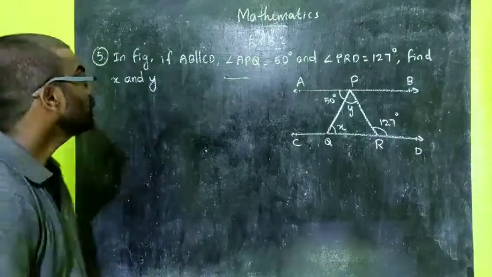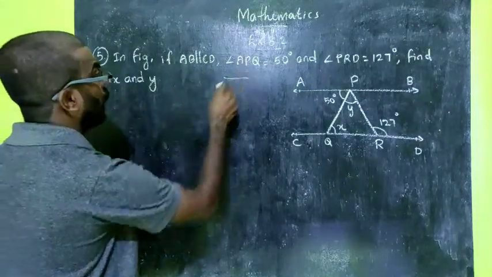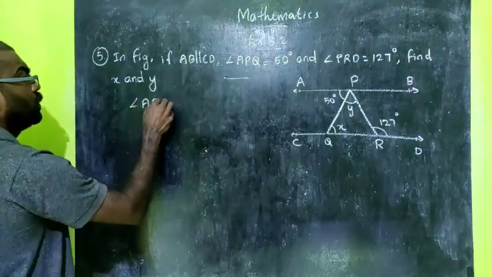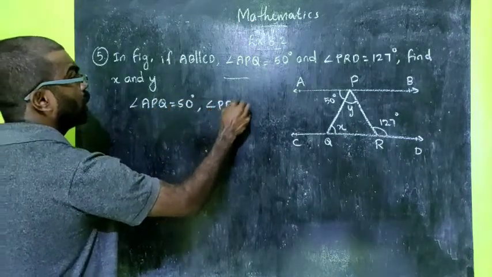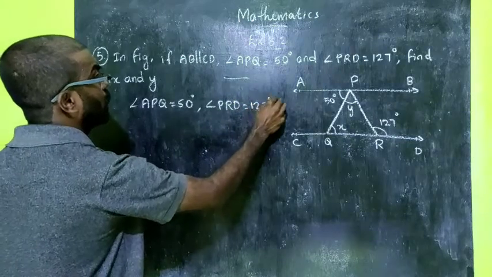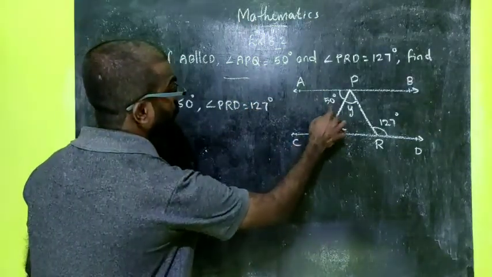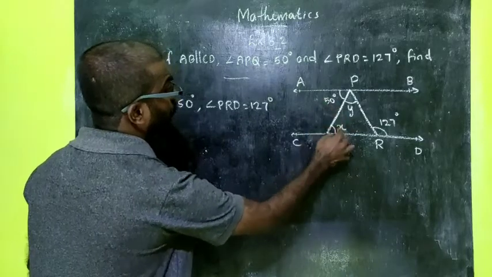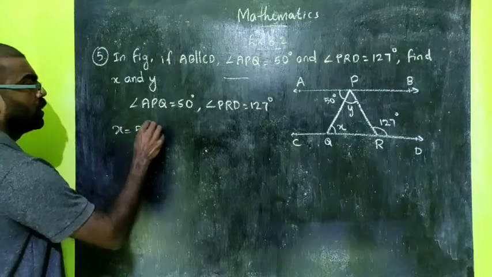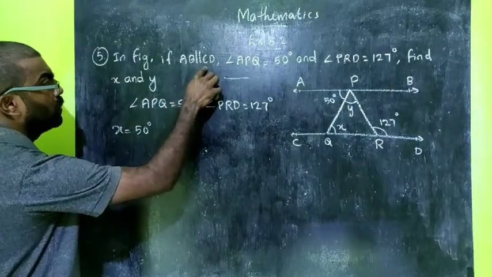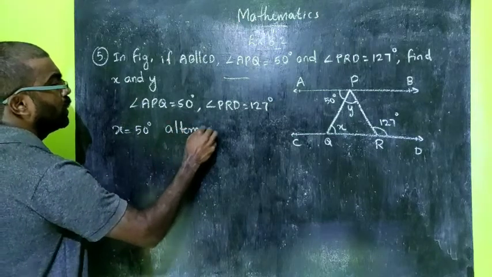Now the fifth question is, in the figure, if AB is parallel to CD, angle APQ equals 50 degrees, then angle PRD equals 127 degrees. Find X and Y. We can write X is equal to 50 degrees because these two are alternate interior angles. Okay, so X is equal to 50 degrees. Since AB is parallel to CD, these two angles are alternate interior angles.